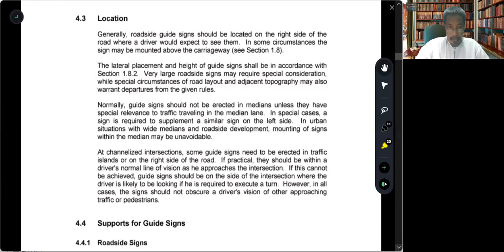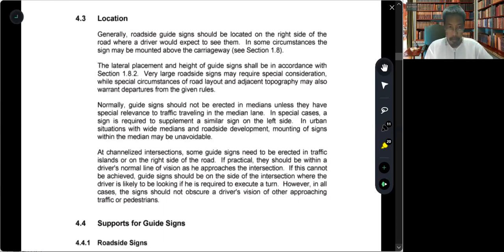If this cannot be achieved, guide signs should be on the side of the intersection where the driver is likely to be looking if he is required to execute a turn. However, in all cases, the signs should not obscure the driver's vision of other approaching traffic or pedestrians. What do you mean by that? If the sign is turn left, therefore you have to put one of the set of the signs on the left side so that the driver is looking at the side.